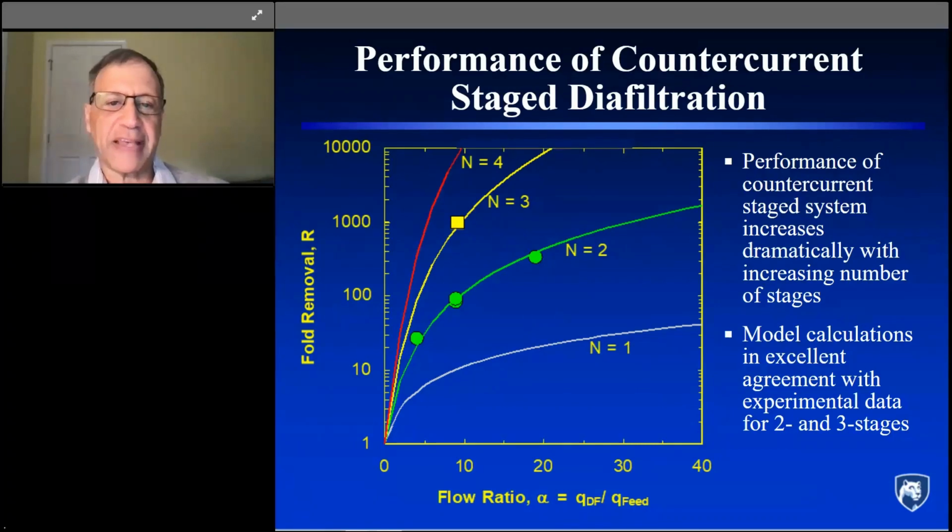allowing us to use this type of analysis to optimize the design of a countercurrent stage diafiltration process based on the cost of the membrane modules, which is proportional to the number of stages, the cost of the buffer, which is, of course, proportional to the buffer flow rate, and the targeted degree of impurity removal.